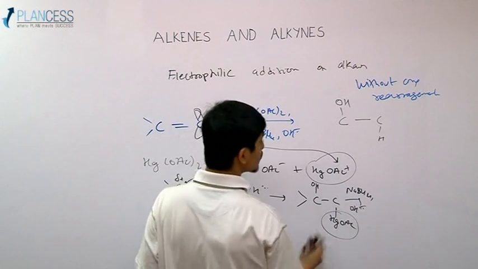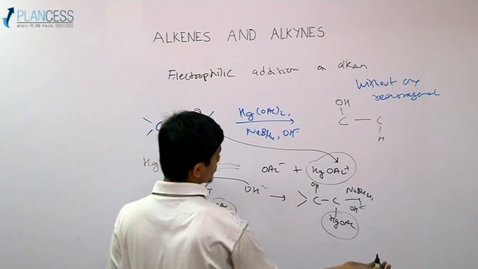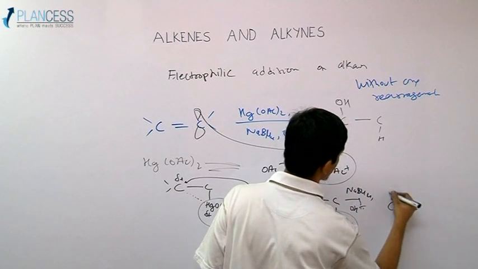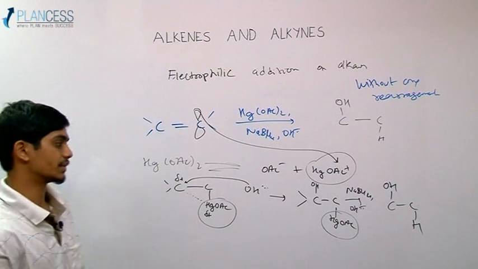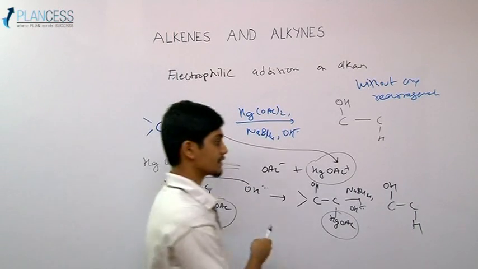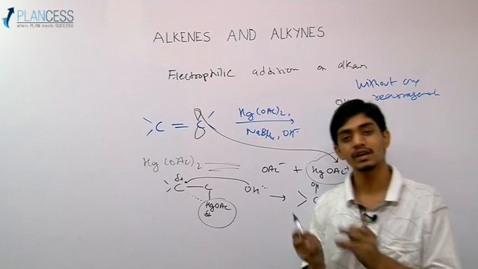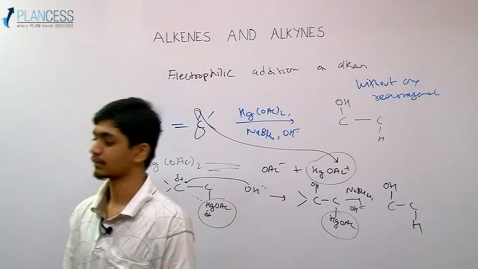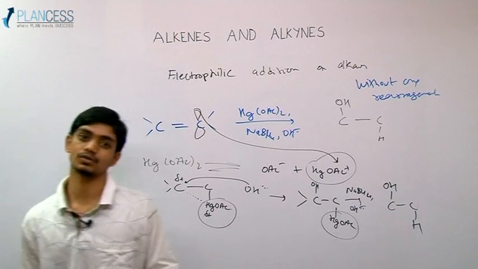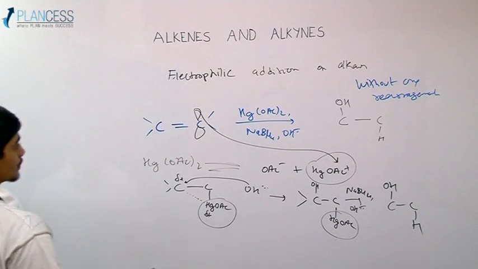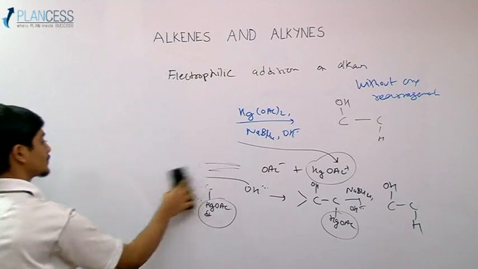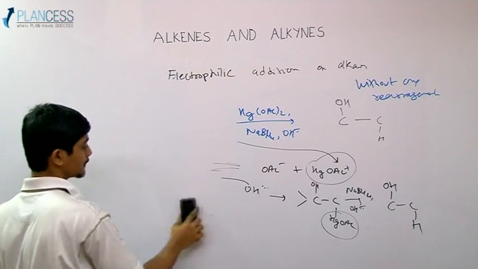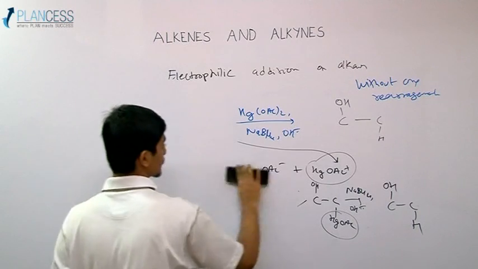case. Now simple, after this demercuration you get some kind of alcohol like this. And as I have already given you an example with the previous example, without any rearrangements you get the initial alcohol back from which the alkene is produced. So now this was oxymercuration demercuration with no rearrangements but with no particular stereochemistry.